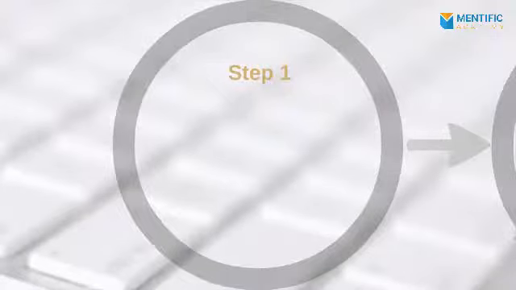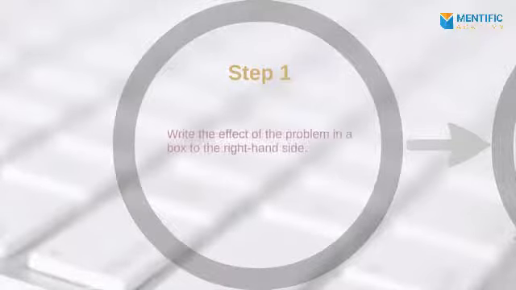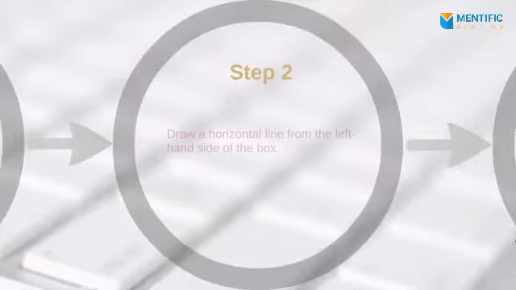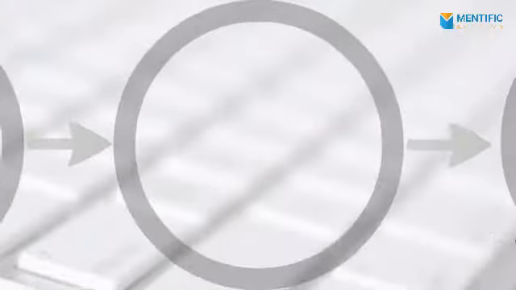The steps involved in creating cause and effect diagrams are: first, the effect. A specific problem or quality characteristic is the head, and the potential causes and subcauses of the problem or quality characteristics make up the bone structure of the fish. Therefore, write the effect of the problem in a box to the right-hand side. Second, draw a horizontal line from the left-hand side of the box.